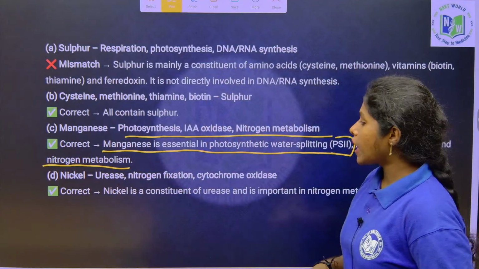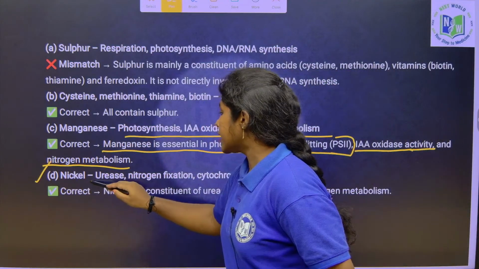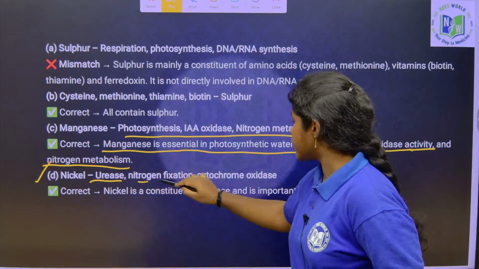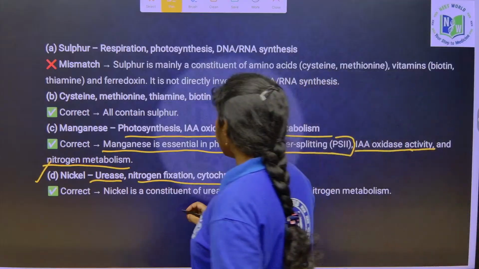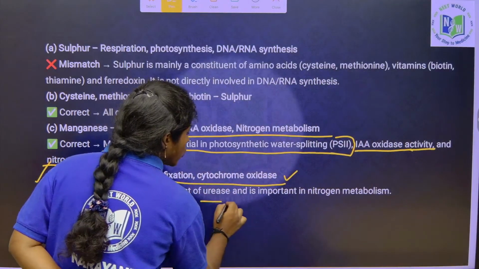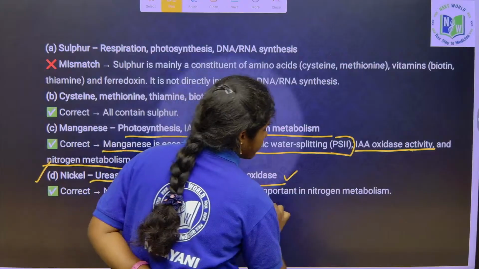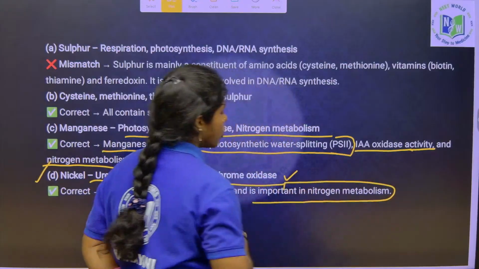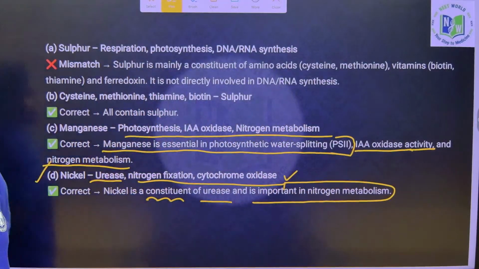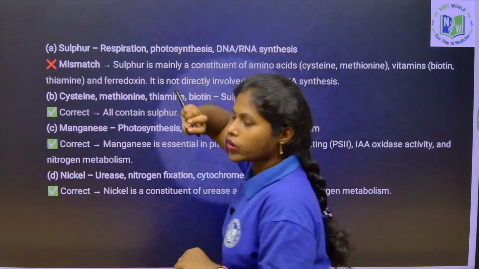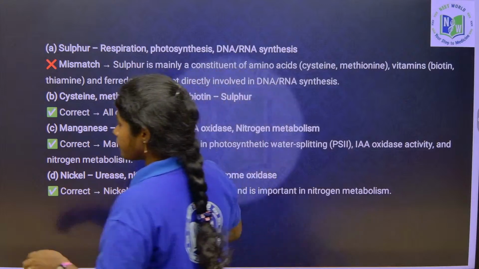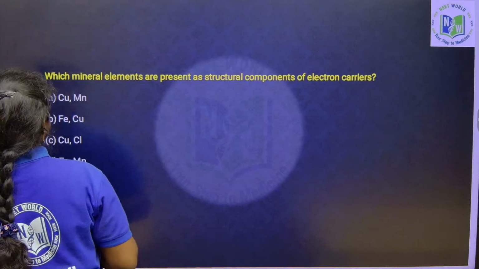Got it? And coming to nickel. Nickel involved in urease, nitrogen fixation, cytochrome oxidase is a correct option because nickel is a constituent of the urease enzyme and it is important for nitrogen metabolism. Got it? So here I give an explanation also for you for the previous year question, students, for your better understanding. So next, see the next question.